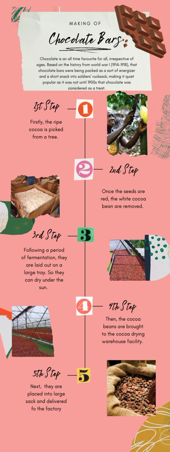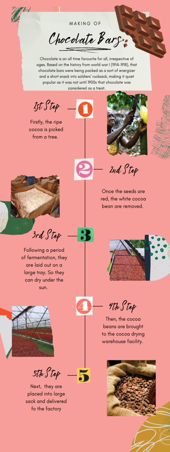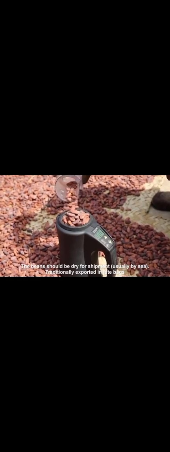After that is the drying process. The cocoa beans are brought to the cocoa drying warehouse facility. The workers need to ensure that all cocoa beans are dried evenly. And next, the cocoa beans are placed into large sacks and delivered to the factory. It is important to do this quickly since the beans begin to germinate as soon as they are removed from the pods. The next precaution is do not force yourself to lift a heavy sack as it can result in injury to bones and muscles.